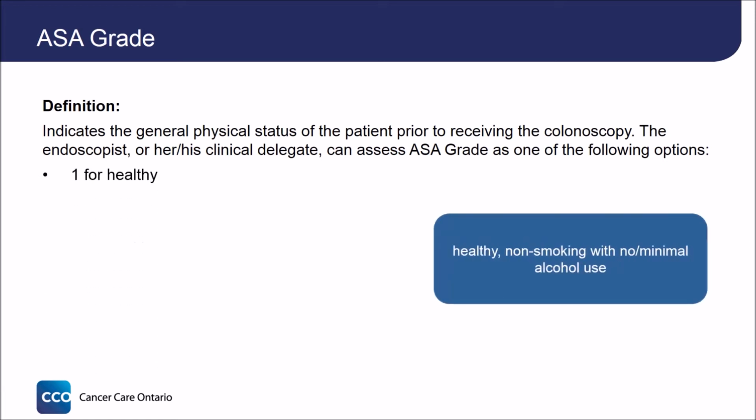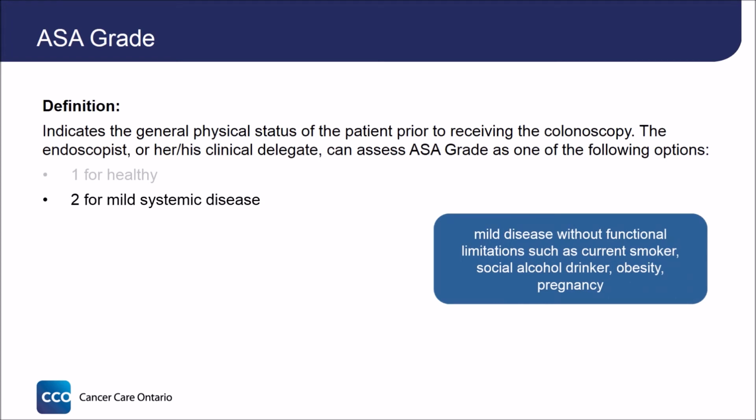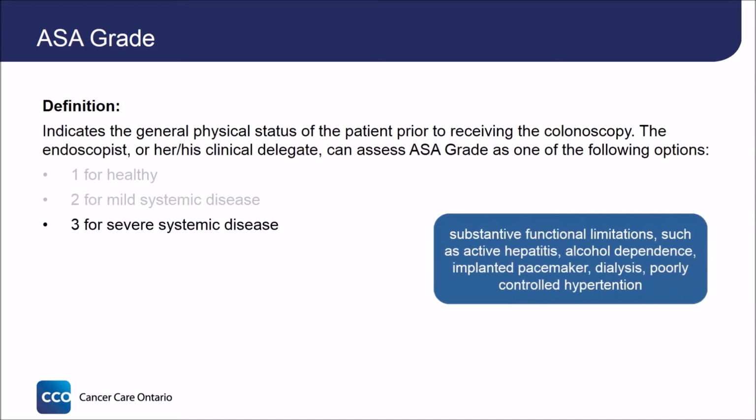A score of 1 indicates a healthy patient. For example, a non-smoking patient with no or minimal alcohol use. A score of 2 is for individuals with mild disease without functional limitations, such as those who are current smokers, social alcohol drinkers, obese, or pregnant. To be scored a 3, the patient should have substantive functional limitations, such as active hepatitis, alcohol dependence, an implanted pacemaker, be on dialysis, or have poorly controlled hypertension.